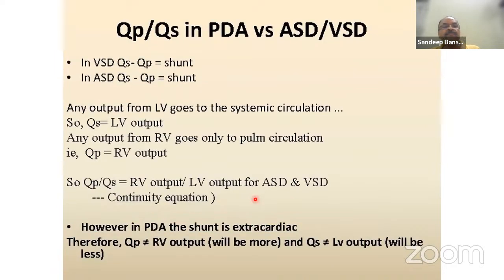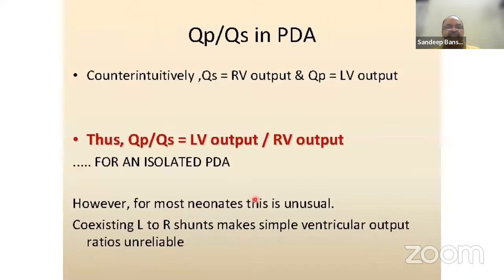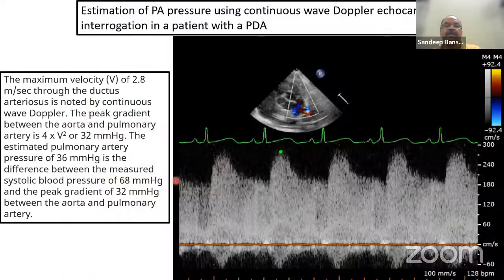The important thing to understand is that in VSD and ASD, we measure the QP and the QS directly, the pulmonary flow and the aortic flow. However, in case of PDA, it is reversed. The right ventricular outflow is equal to the systemic blood flow, and the pulmonary blood flow that we measure is equal to the left ventricular output. And so the ratio of these two in an isolated PDA gives us the QP:QS in patent ductus arteriosus.